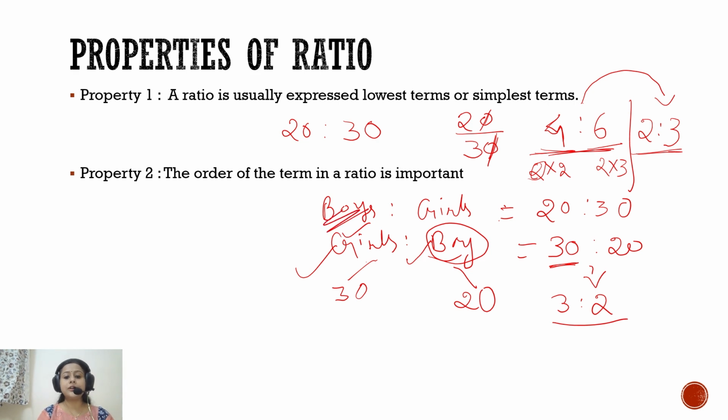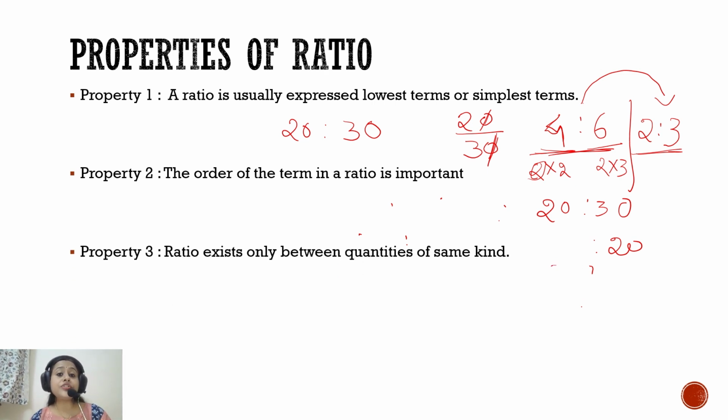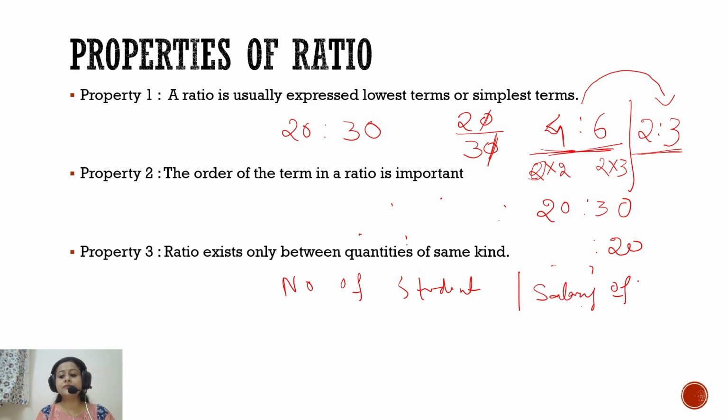Now coming to the next property. Ratio exists only between quantities of the same kind or same variable. What does that mean? Suppose you want to find the ratio of the number of students and the salary of teachers. These are two completely different variables, so there is no meaning, no association, no logical connection between these two.